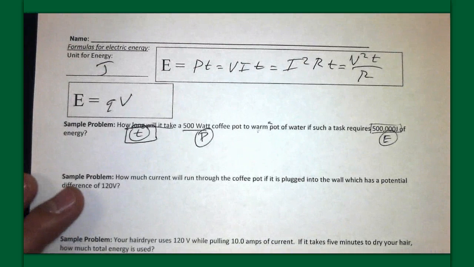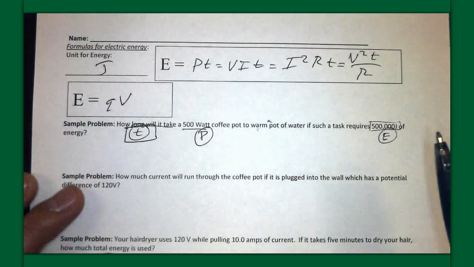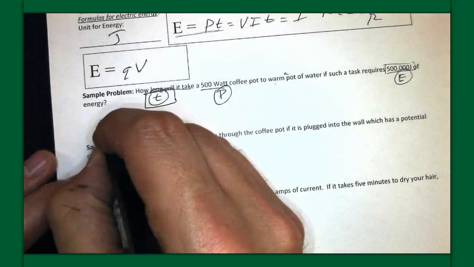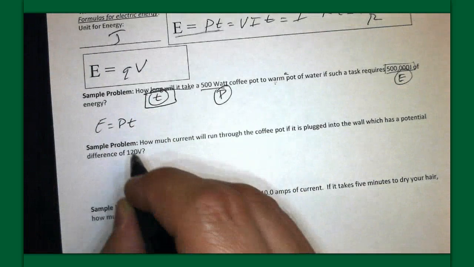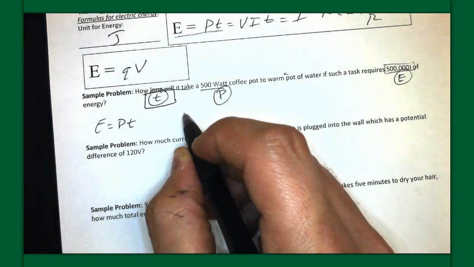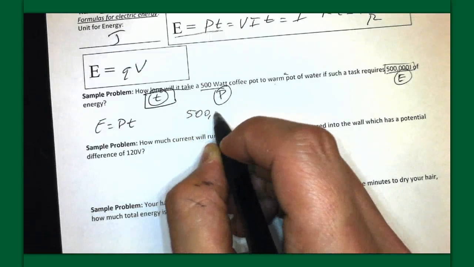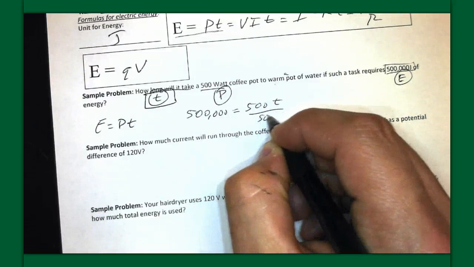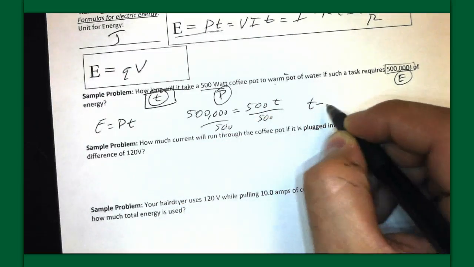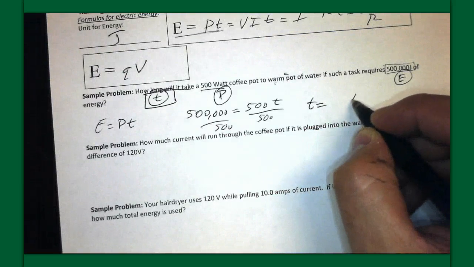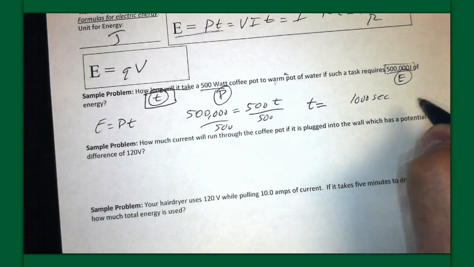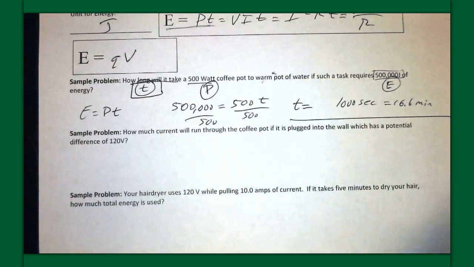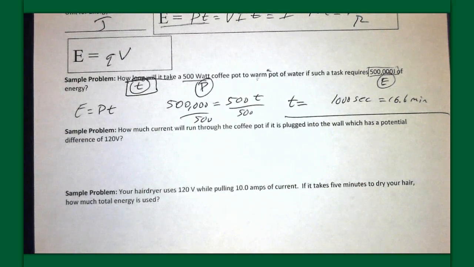So I'm going to look up here and find two parts of this equation that includes E, P, and T, and it happens to be these right here. So E equals power times time, and we're going to simply plug in what they give us. E is 500,000, and that's equal to 500 times time, and if we divide both sides by 500, you will get 1,000 seconds, which is about 16.6 minutes.